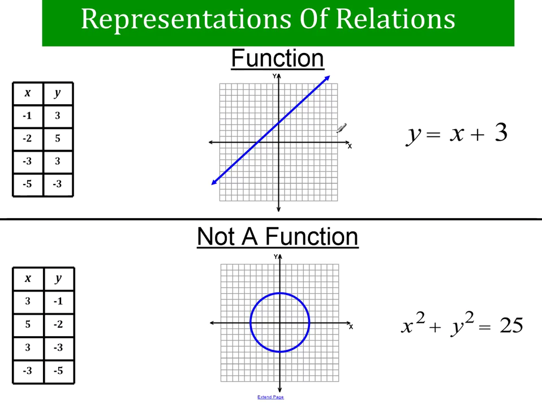But essentially, this linear line is a function because all of these x values, like -1 right here, matches with one singular output value. But in the not a function, this circle here, look at x is equal to 0. It matches with 5 and -5. That's not going to work. A circle is not a function.